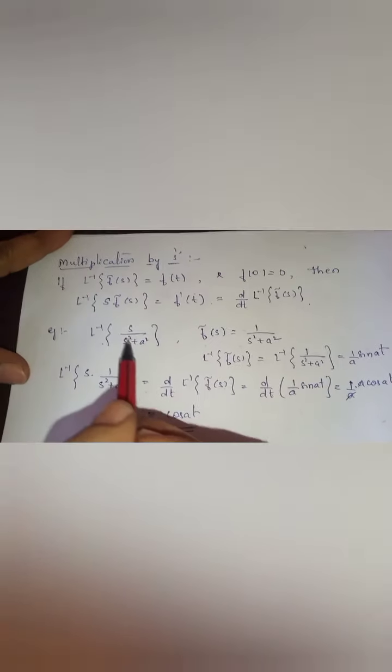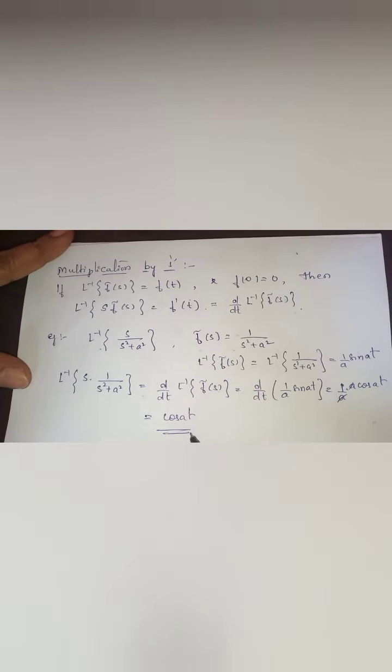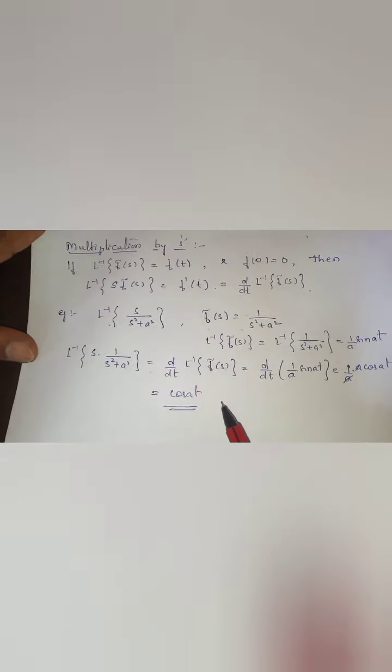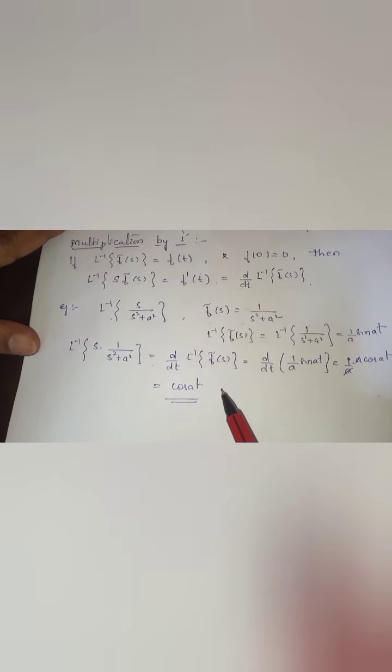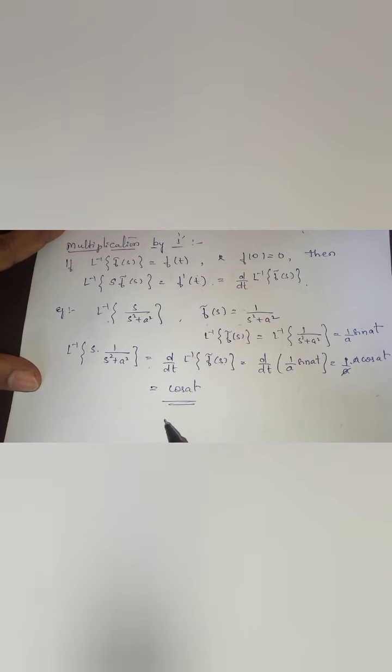And directly you know the result, that Laplace inverse of s by s square plus a square is cos a t. So if you apply the property, you have to apply it in this manner. Understood? If you have s square, then apply the property again to your result.